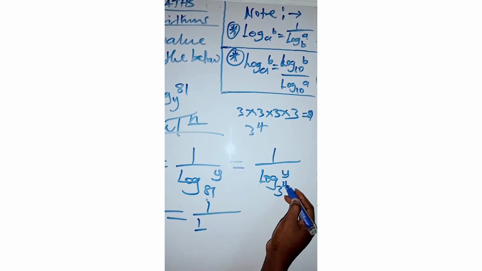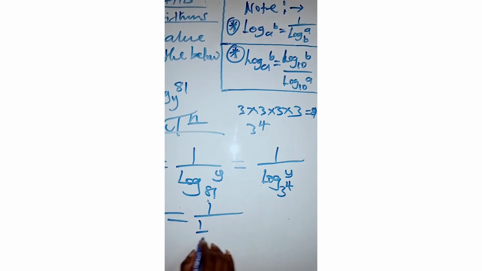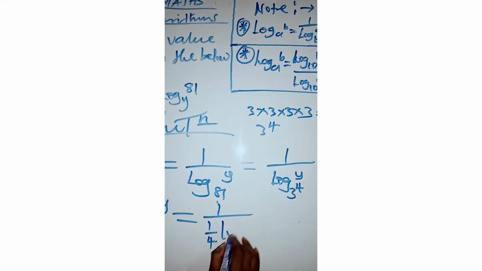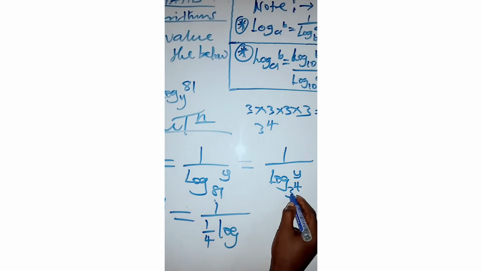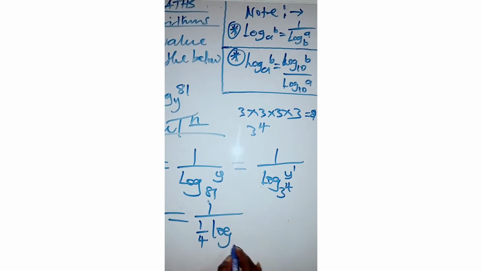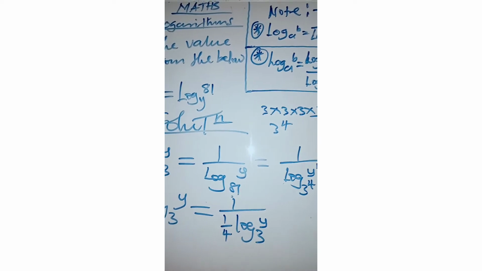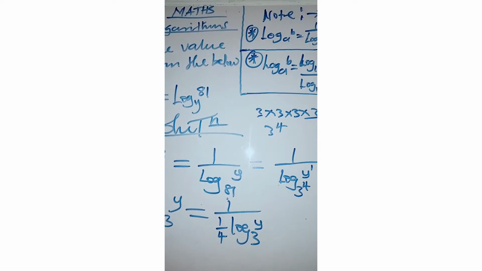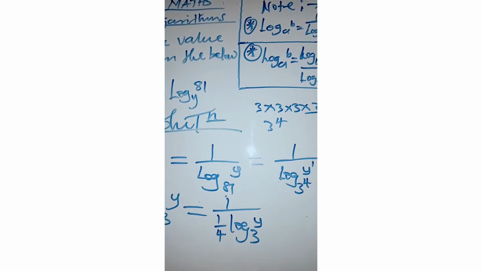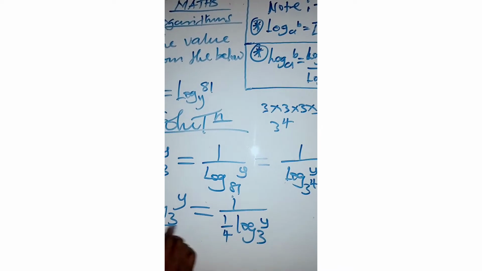Then the 4 here, the power on this 3 on this base will be what? 4. Then we have left this and this. So we are going to have this to be what? Log y base 3. At this point now, we can now simplify, if we can now cross multiply rather.